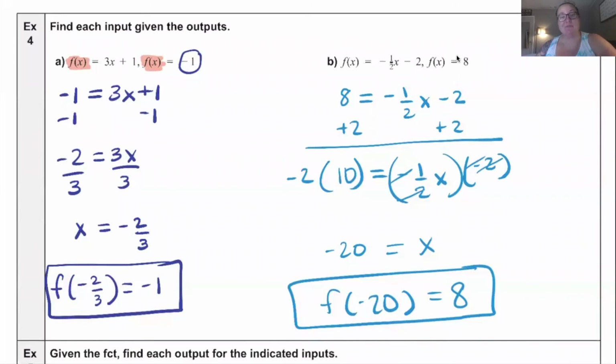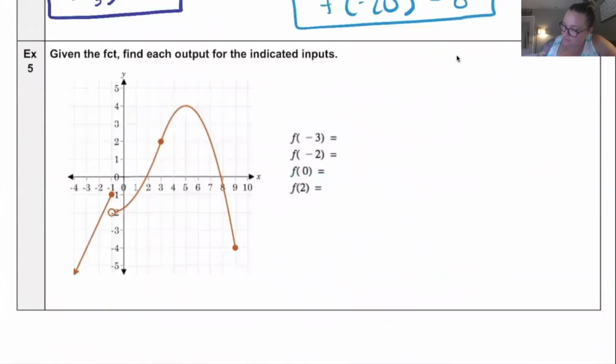As you can see from my work, I set 8 equal to the function -1/2 x minus 2. Then I solved for x and I got -20. So my final answer should be that f of -20 equals 8. The input -20 maps to, or gives us, 8. All right, let's do the last example.